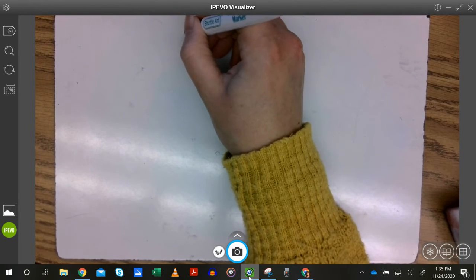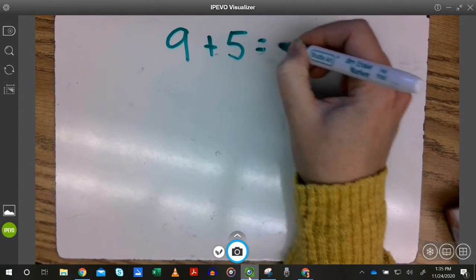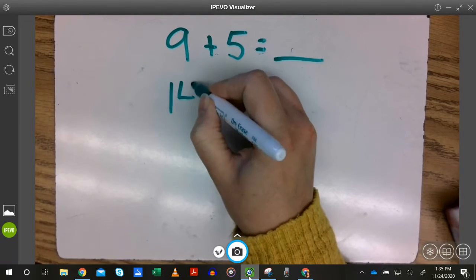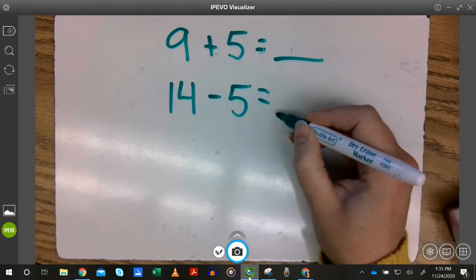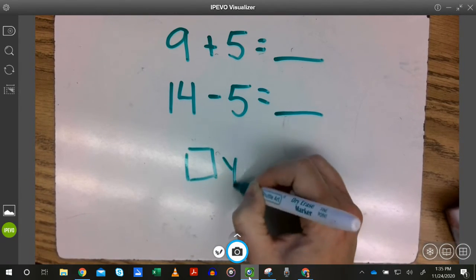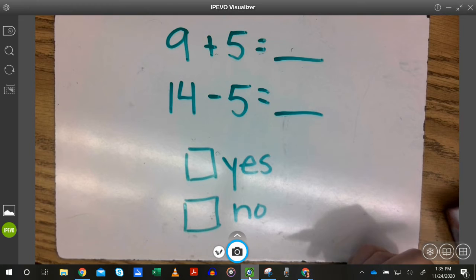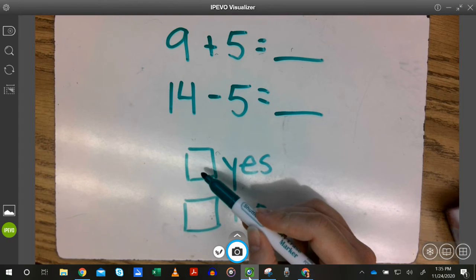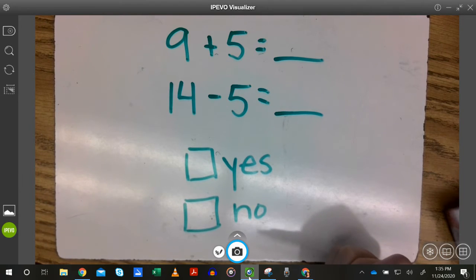Let's do 9 plus 5, 14 minus 5. Yes or no? Are they related? Okay, how many people pick yes? Raise your hand if you think these are related. Okay, put your hands down. Raise your hand if you think no, they are not related. Okay, put your hands down.